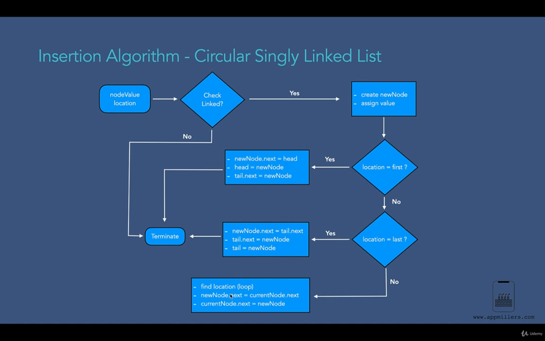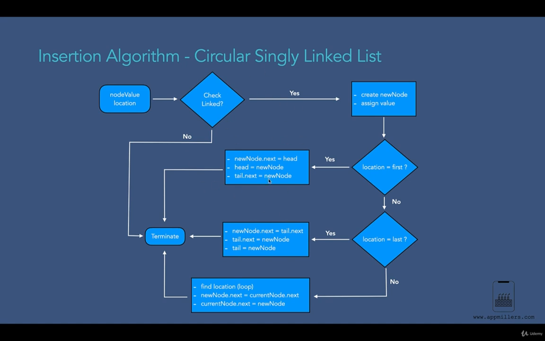So by assigning the current node's next reference to the new node's next reference, we are creating a link between the new node and the next node. Then we need to create a link between the current node and this newly created node, so we update the current node's next reference to this new node. After doing so, we have successfully inserted a node between the current node and the next node. Then we terminate our algorithm. Basically, this is what the algorithm of insertion in a circular singly linked list looks like. Here we have combined all 3 cases together into one algorithm.